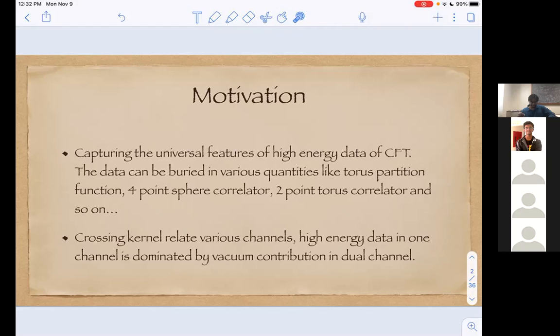And most of these techniques are based on crossing kernels, which relate the various channels. So the idea is, in this tunable parameter, one can write down some expansion. In the high energy data, one channel of this expansion is dominated by the vacuum contribution in the dual channel. So let us be more concrete about this.